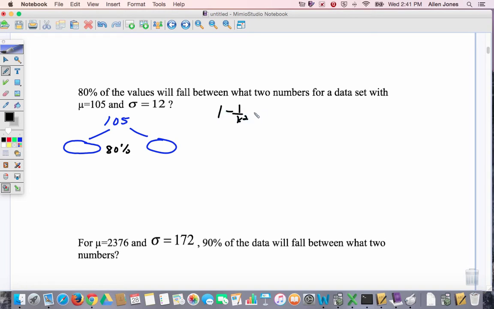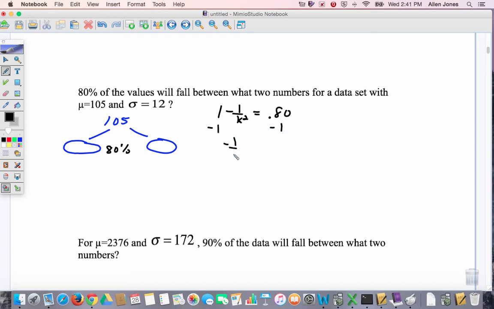Essentially what we're doing here is working backwards. We have our formula 1 minus 1 over k squared. We said earlier today that equals a percentage. Well, the percentage is 80%. So I'm going to use this equation to work backwards and find my k. Once I found k, I can multiply it by my standard deviation and add and subtract it from 105.